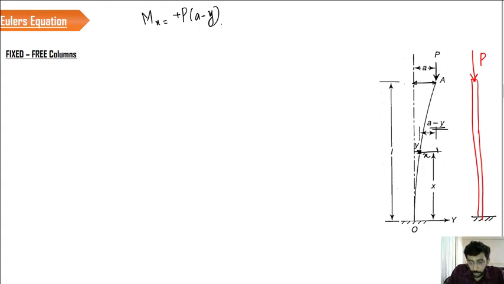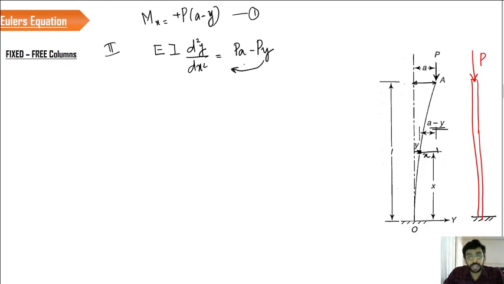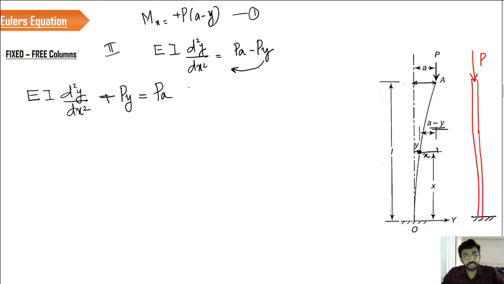So this was the first step. The second step is to equate this to EI into d square y by dx square. So EI into d square y by dx square is equal to P into a minus P into y. If we rearrange this expression, that means if we take the Py to the left hand side, the expression is going to be EI into d square y by dx square plus P into y equal to P into a. So this is the second step.